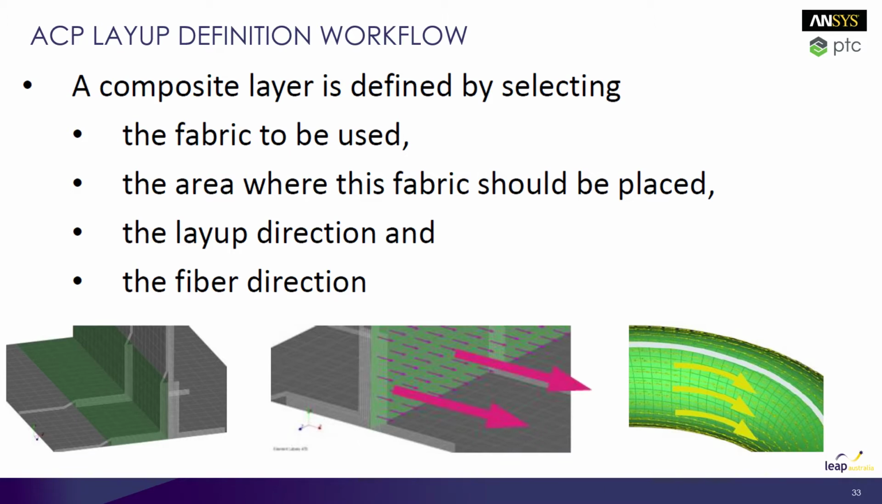If I have a female mold, I'm building inwards. If I have a male mold, I'm building outwards. And then also, what's my ply fiber direction? Am I going to have it aligned? Am I going to rotate it by 45 degrees? And then also the sequence of different plies in my material. That's the process that we're going to follow throughout ACP Pre to build our composite definition.